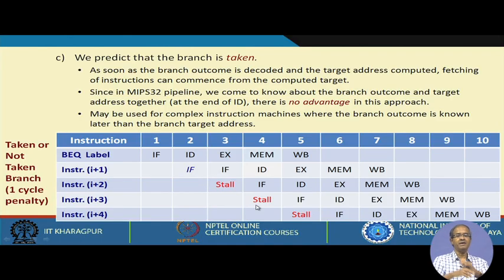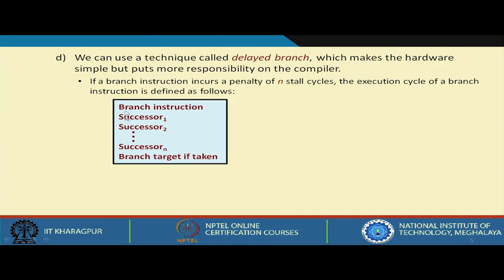For more complex instruction machines, maybe this will help. Where possibly the branch address is known earlier, but whether it is a taken or non taken branch is known much later in the instruction execution cycle. For those kind of complex instructions, maybe this predictive strategy will work better, but not for MIPS. This really does not work for MIPS. Okay. All right. And the last approach is called delayed branch.